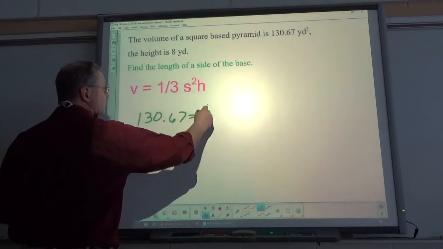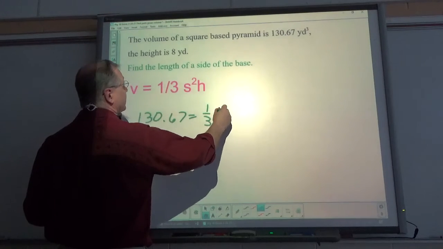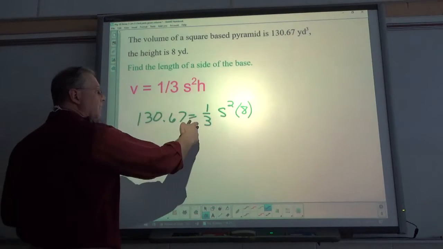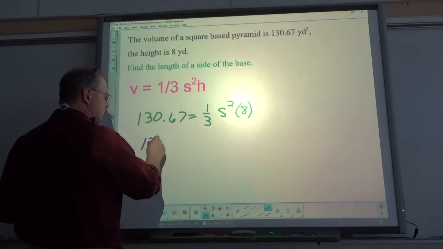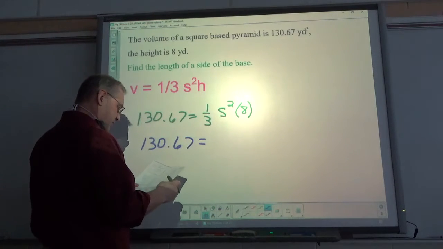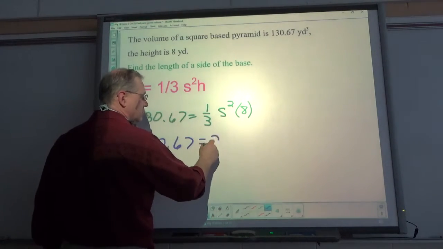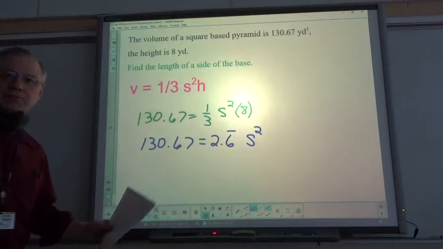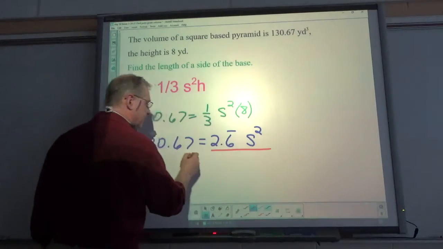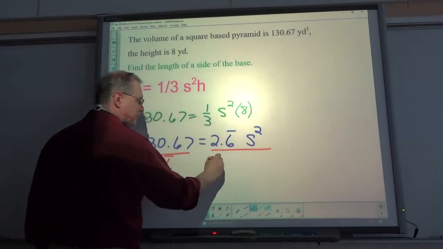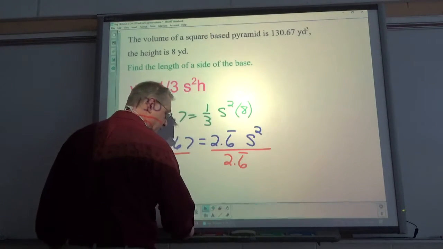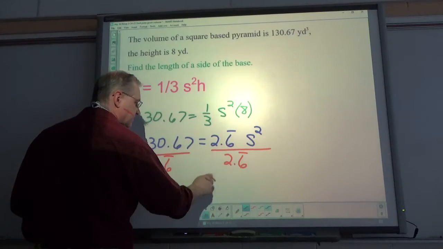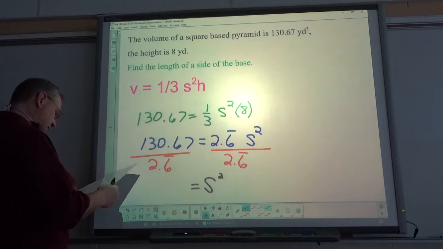130.67 equals 1/3 s squared times h, which is 8. Now 1/3 of 8, that's going to be 2 2/3, so 2.6 repeating s squared. Go ahead and leave that 2.6 repeating as what you're going to divide by. And if you do so and not round it off to 2 decimal places, s squared is going to end up equaling 49.